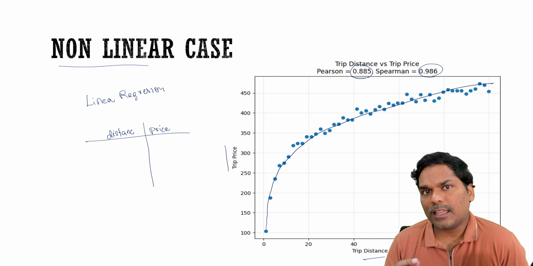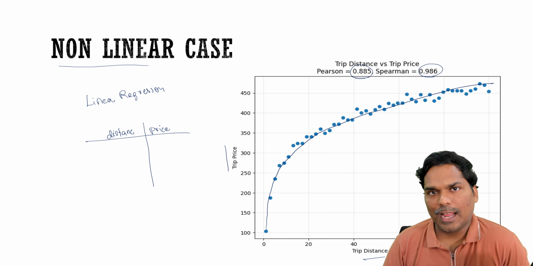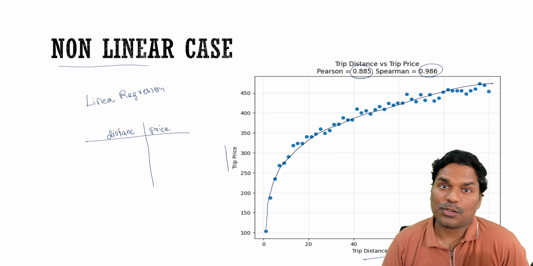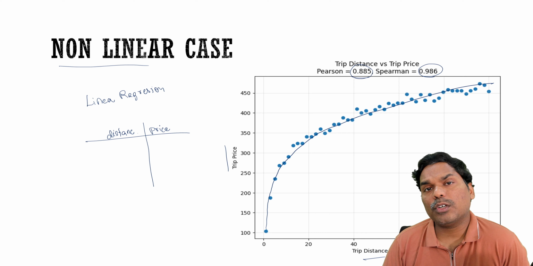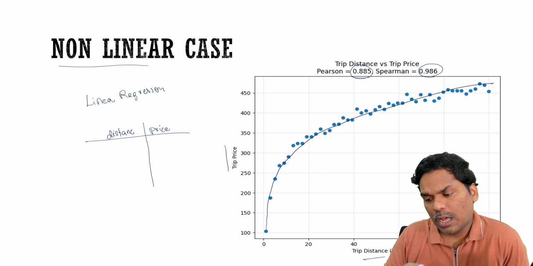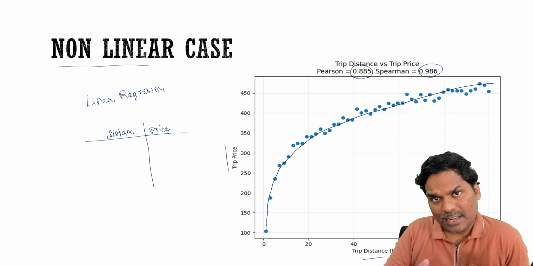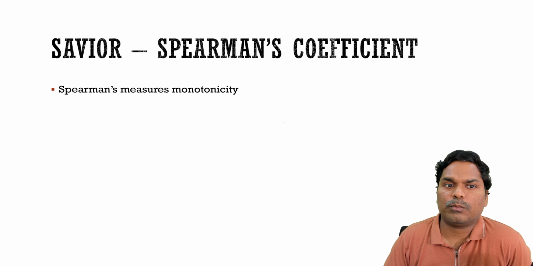That non-linearity is leading to a high difference between Pearson's and Spearman. Let's talk about it. In this video, I'm going to discuss how to calculate Spearman, and after calculating it, I'll talk about how it helps in detecting nonlinear cases. It helps in detecting outlier cases also.